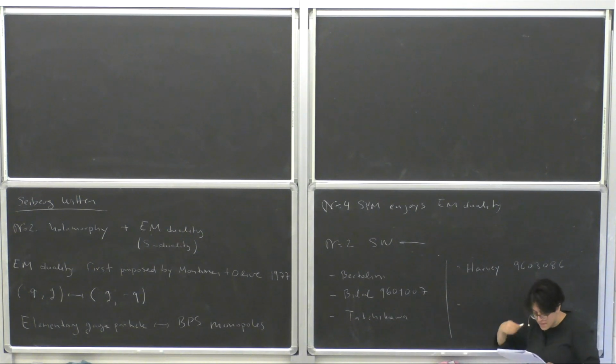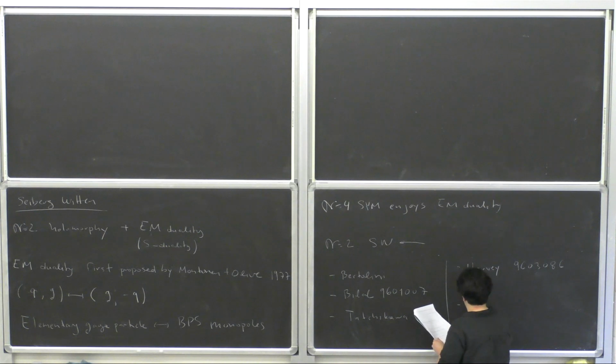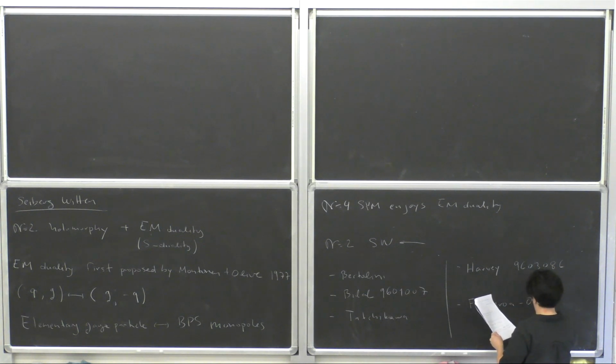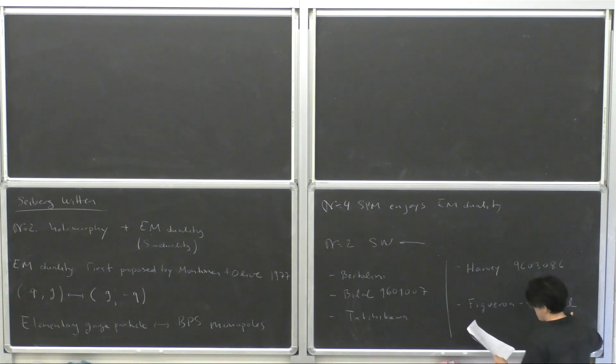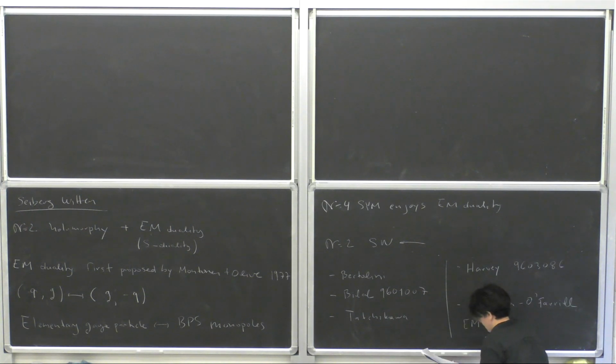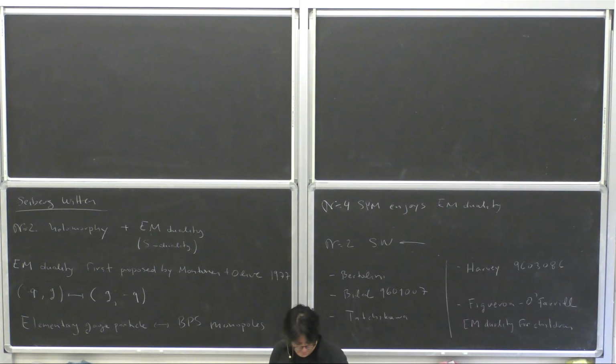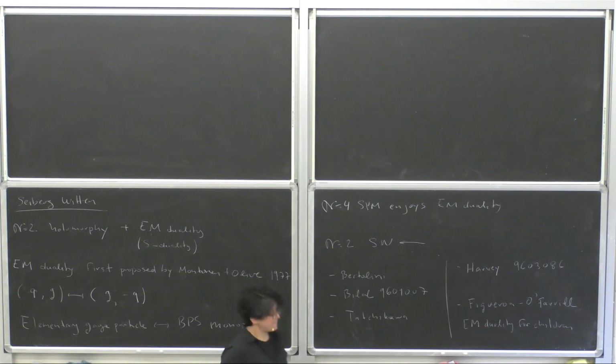And then the second thing, which is even more pedagogical, is Figueroa. This review is called something like Electromagnetic Duality for Children. You need to know very basic quantum field theory to follow. They really explain everything. It's really amazing. In general in your life, there will be many more things that you can find in this nice review, yes? So keep in mind that it exists.